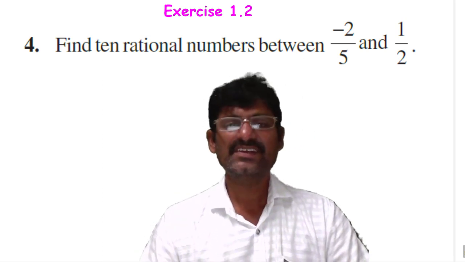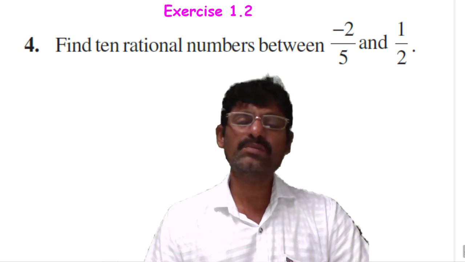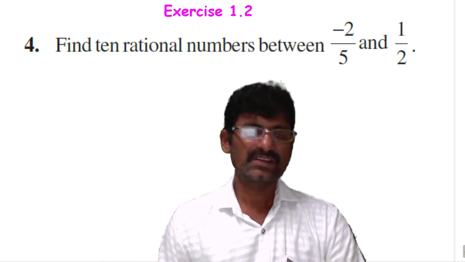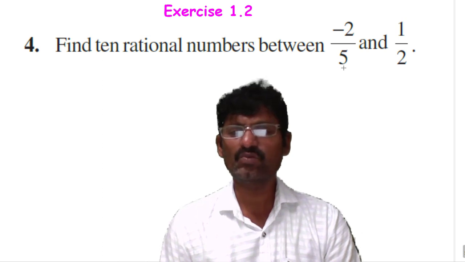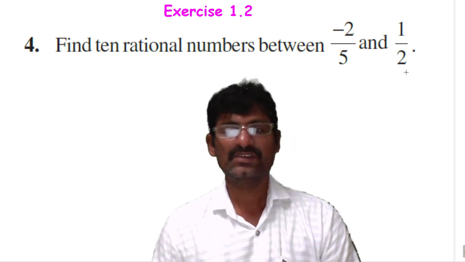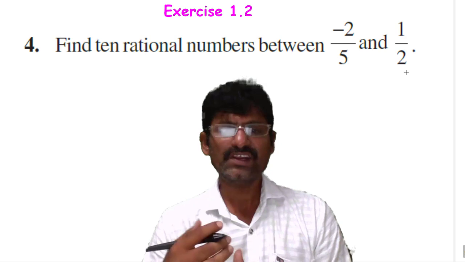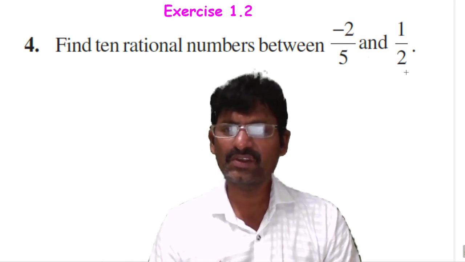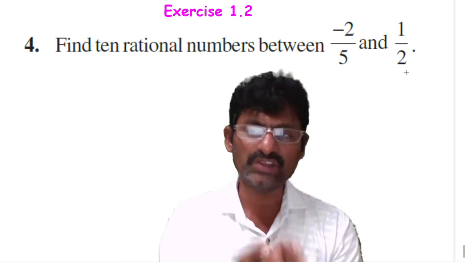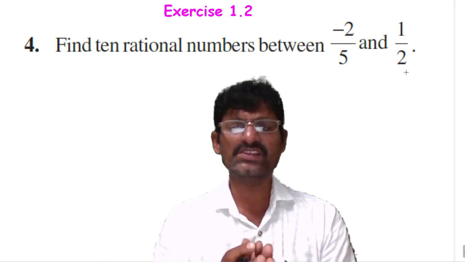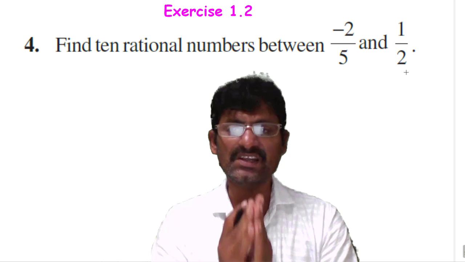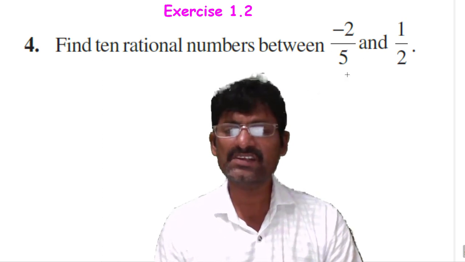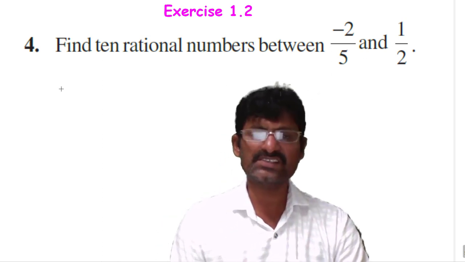Today in this class, let us do the fourth problem in exercise 1.2. Find 10 rational numbers between negative 2 by 5 and 1 by 2. To do this, first we need to equalize the denominators. Be sure, we need to equalize the denominators. What are the denominators we have here? 5 and 2. First let us write the numbers.